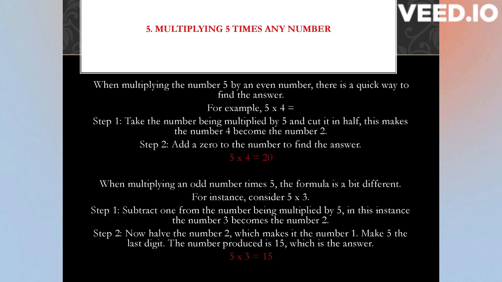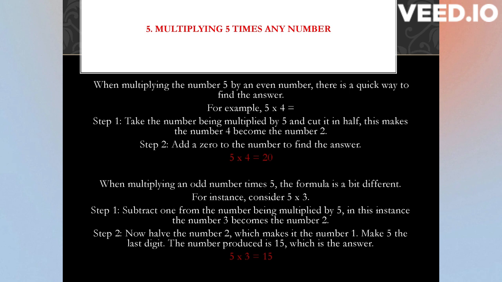Half of 4 is nothing but 2. Then next, add a 0 to the number and find the answer. Whatever number I get as the answer after halving, that is 2, I have to write a simple 0 beside that. That is the answer: 5 into 4 is equal to 20. That's all. Next one, when you have an odd number and you have to multiply with 5, then you subtract 1 from the number being multiplied by 5. That is, from 3 you subtract 1. Then you will get 2. Now half the number 2, which makes 1.